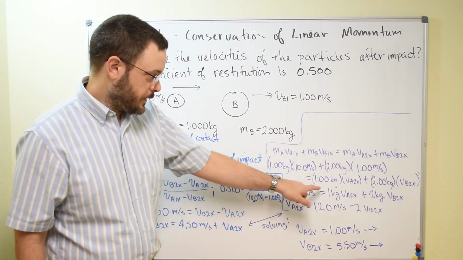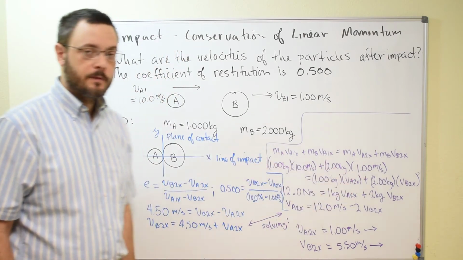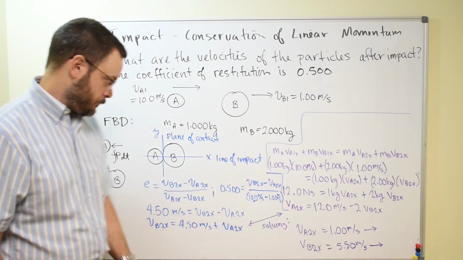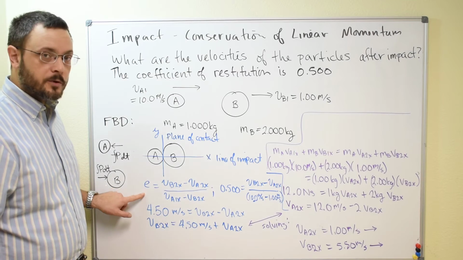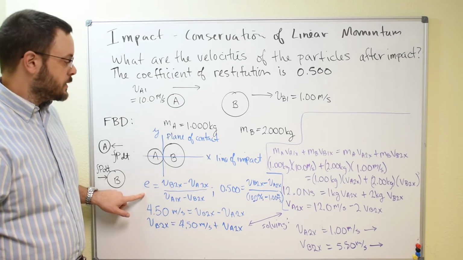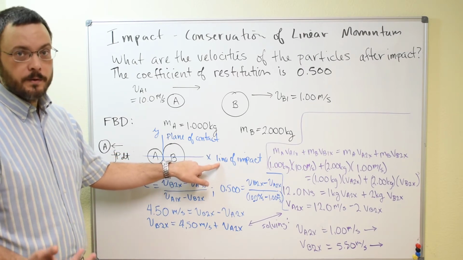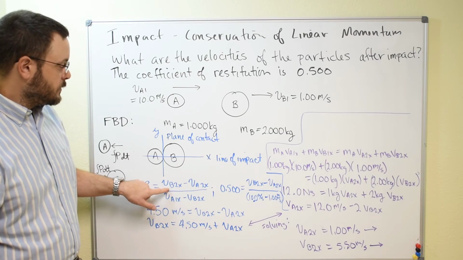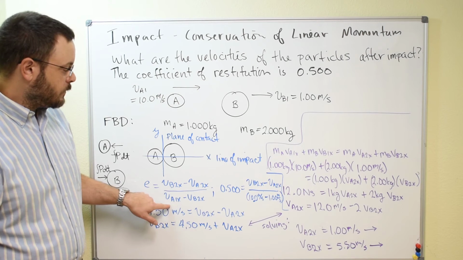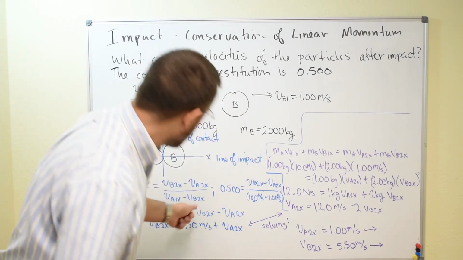For after impact, you just have the masses and the two velocities are unknown, so we can simplify this equation a little bit. Then we've got our coefficient of restitution equation. Remember, with the coefficient of restitution equation, the velocities also have to be along the line of impact. In other words, it's always going to be your x-axis. So it's going to be VB2 minus VA2 divided by VA1 minus VB, oops, I made a mistake there, VB1.